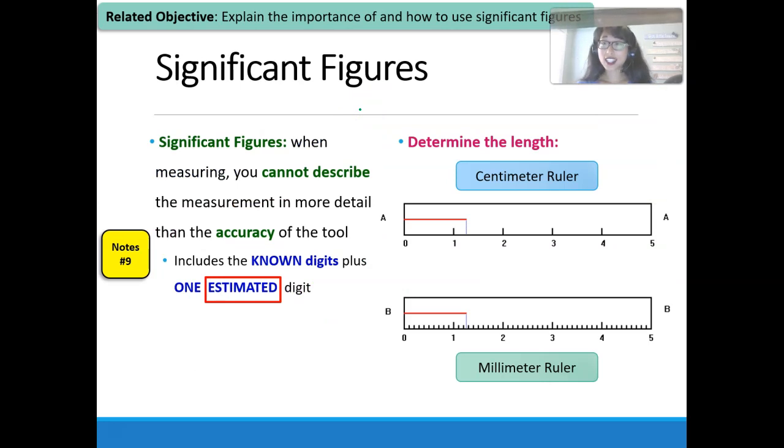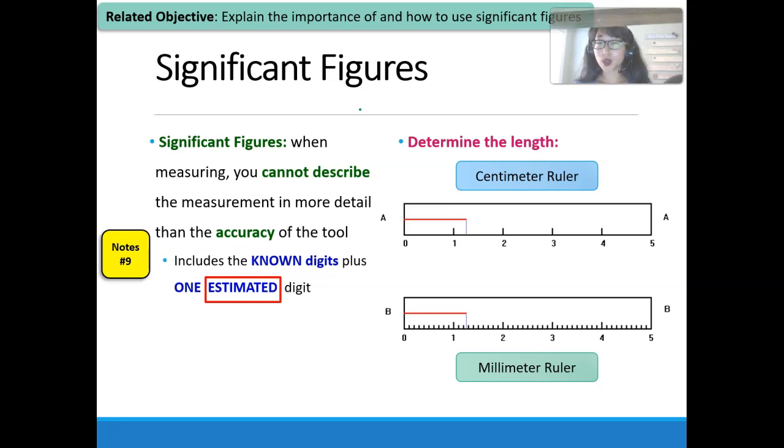All right, the last thing that we need to talk about is the importance of and how to use what are called significant figures. Significant figures are important in science class, especially when it comes to labs, because when you're measuring things, either with beakers or with rulers, or any type of measuring, you can't describe the measurement in more detail than the accuracy of the tool.